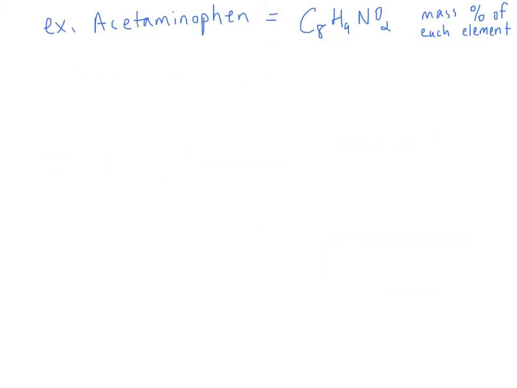So here, class, is your second example. We are going to work with acetaminophen, which is the active ingredient in things like Tylenol. It's a pain reliever and fever reducer. The formula for acetaminophen is C8H9NO2, and you're going to find the mass percent of each element. I just wanted to throw new terms at you. This is another way to ask the percent composition by mass of each element. Same thing as mass percent of each element. So pause it now and find the percent carbon, percent hydrogen, percent nitrogen, and percent oxygen in acetaminophen. So pause it now.